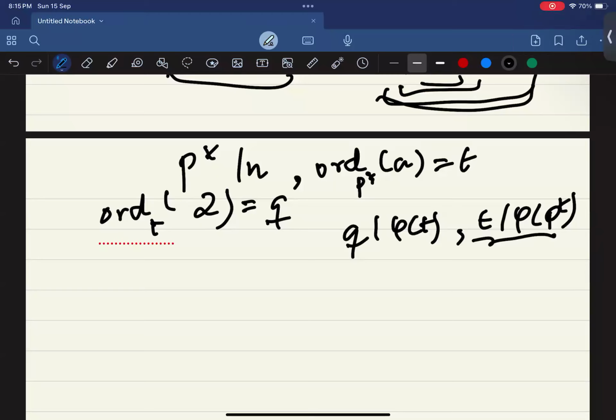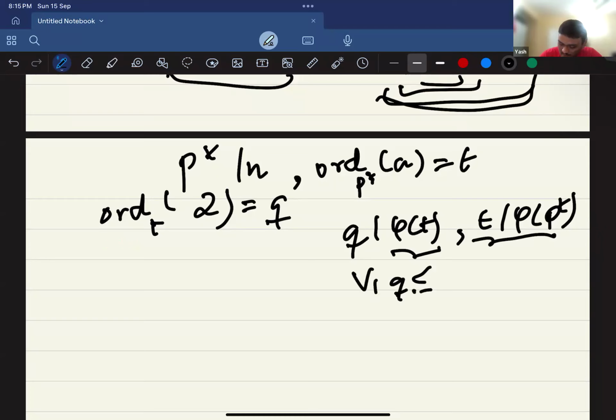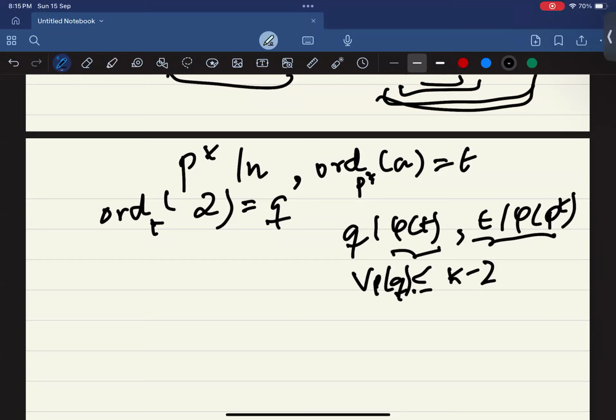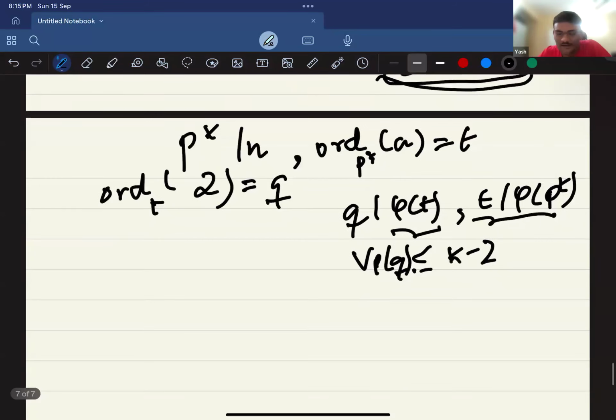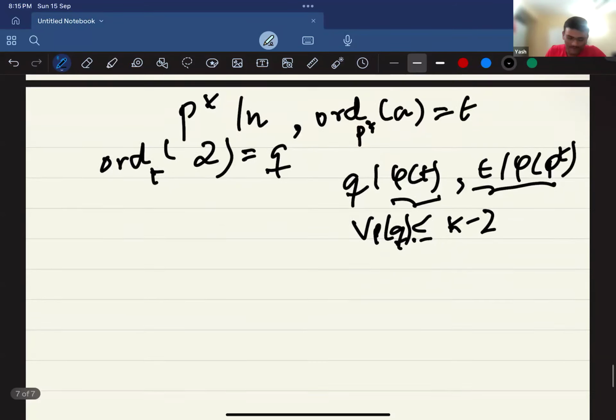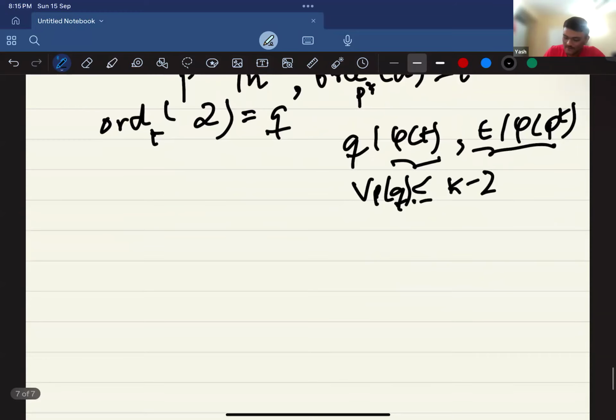Yeah, got that. And then phi of T never increases the vp, it can only decrease it. So vp of Q is always less than or equal to k minus 2. Do you see that? Everyone sees that, no? Okay, I'll just continue. We'll get done with this problem quickly. Actually, I think many people are not following.